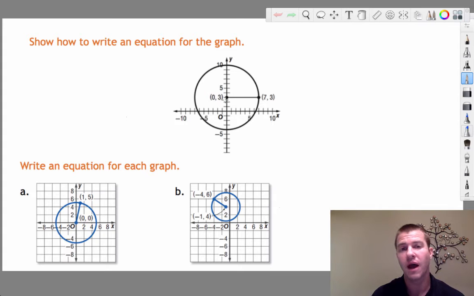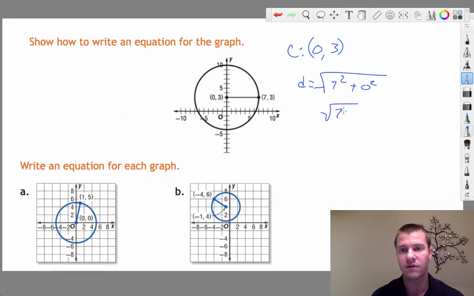So for this one, the circle is given. I have the radius. I have the center. The center is 0, 3. To find the radius, I could do the distance formula: the square root of 7 minus 0 squared plus 3 minus 3 squared. The square root of 7 squared becomes the square root of 49, which is 7. You can also just count how many it is from here to here: 7. But sometimes it's not always going to be exact like that. Like when we get to here, we're going to have to find the distance and use the distance formula.